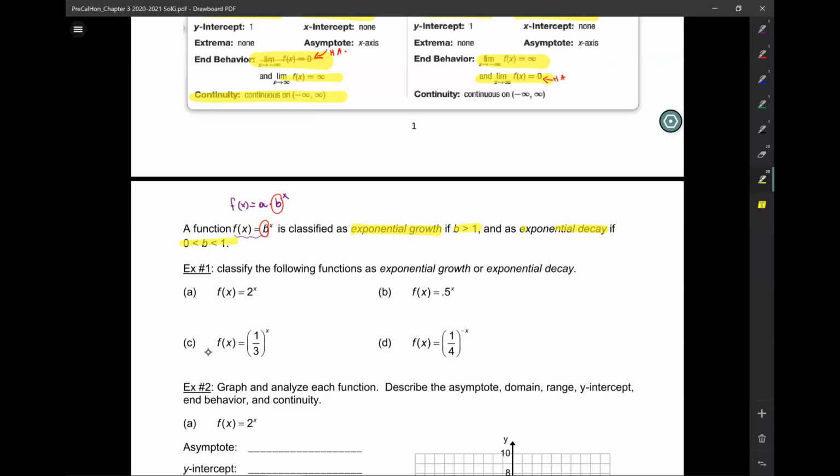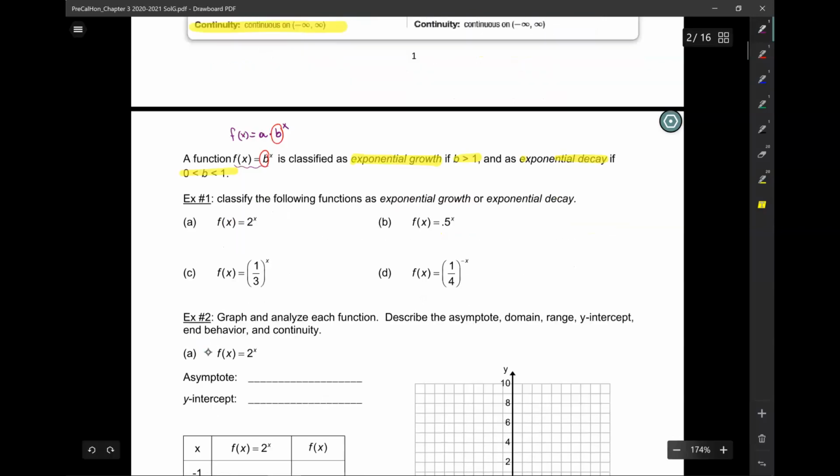All right, so take a look at these examples, and let's classify the following as exponential growth or exponential decay. In the first case, I have 2 to the x. The only thing I look at is that 2. Who does the exponent belong to? The 2. Since 2 is greater than 1, it's growth. Here I have 0.5 to the x. All right, 0.5 is between 0 and 1. That's decay.